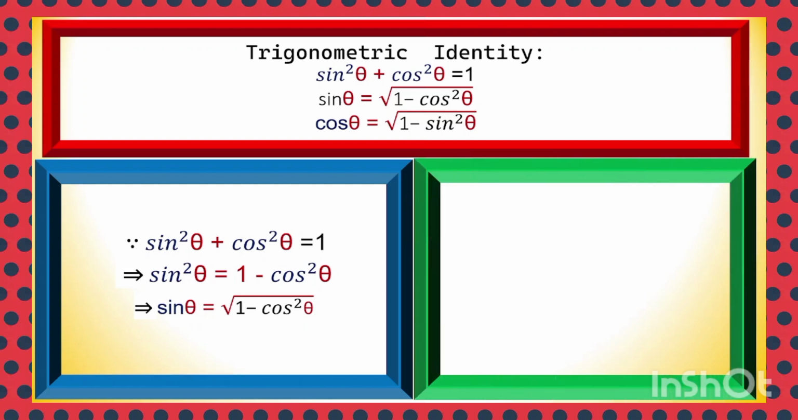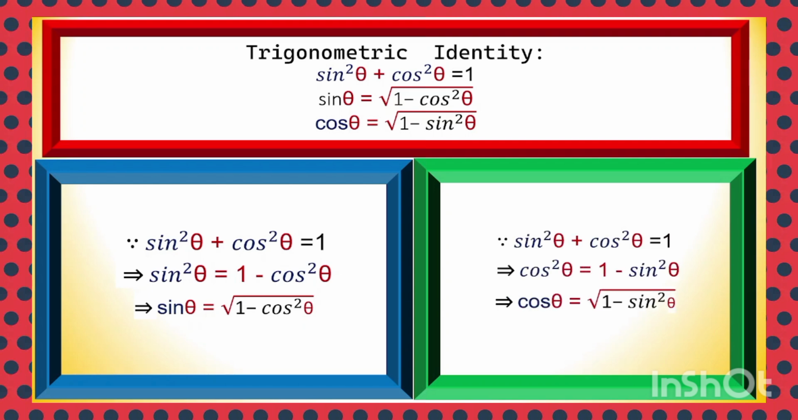Similarly, you can transpose sin square theta to the right hand side, and you can write cos square theta is equal to 1 minus sin square theta, and cos theta is equal to square root of 1 minus sin square theta. Here cos theta is expressed in terms of sin theta. We can convert one trigonometric ratio to another trigonometric ratio, which can be helpful in proving various important trigonometric identities and statements.